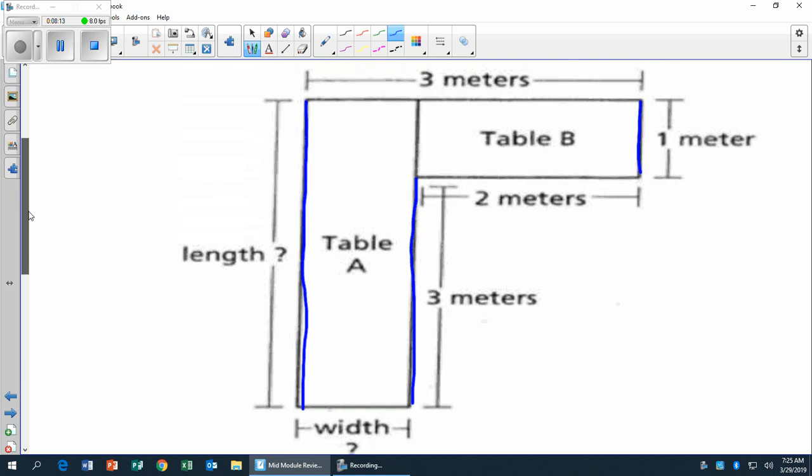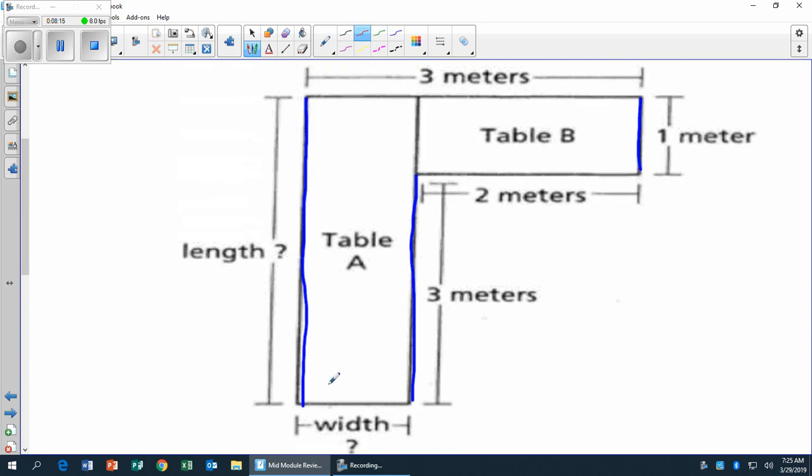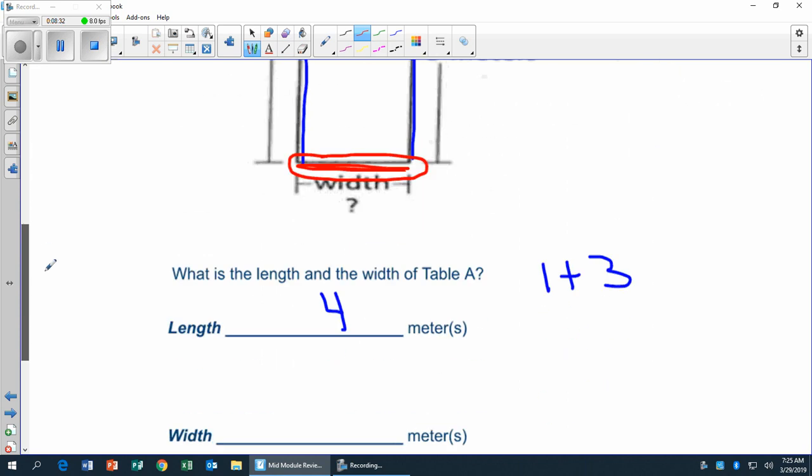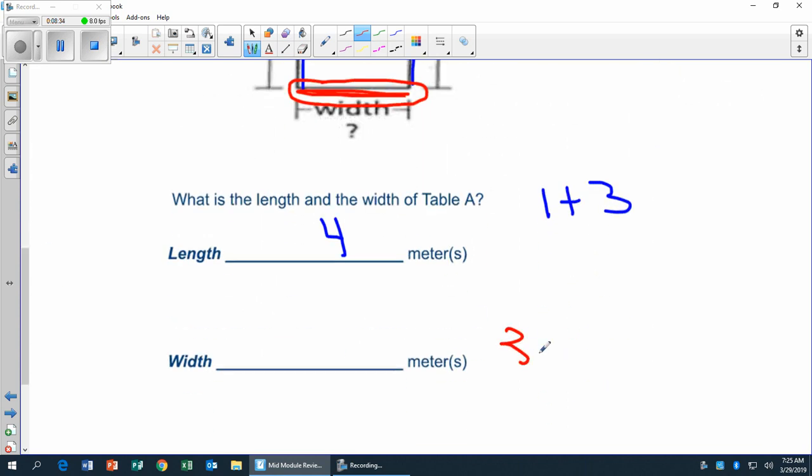So now we're going to look at the width. And when I look at the width, I want to find this distance right here. Well, we know this whole distance is 3. If we take away this part of the distance, it's going to leave us this distance, which is the same as the one across because rectangles are the same across. Opposite sides are equal. So this time we're going to do 3 minus 2, and we end up with 1.